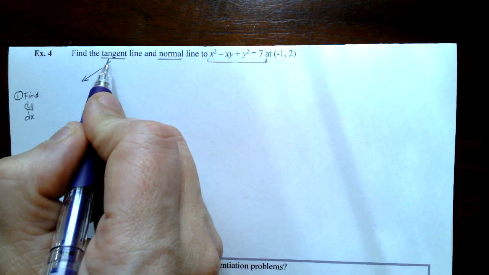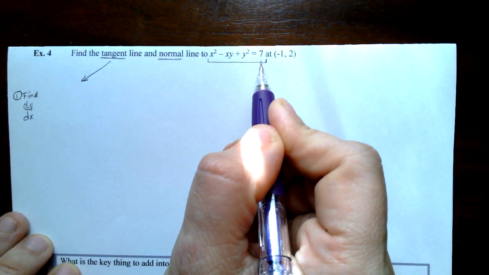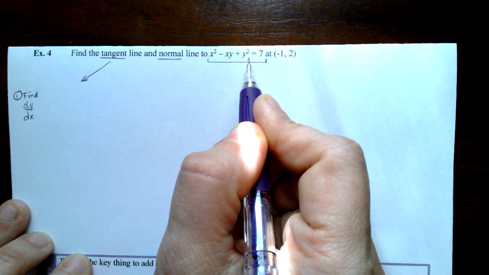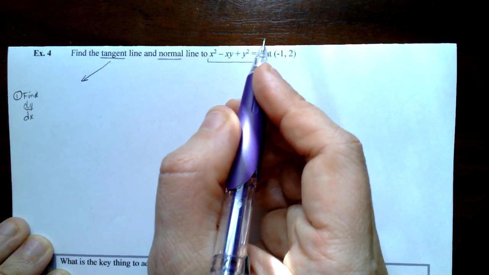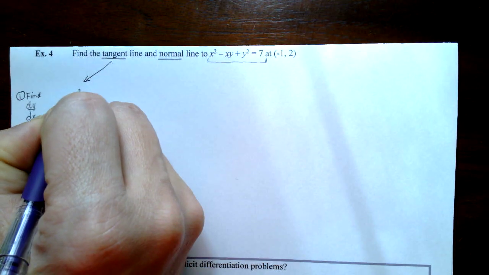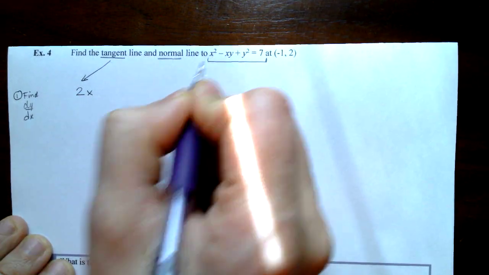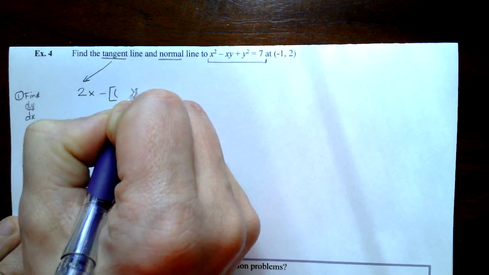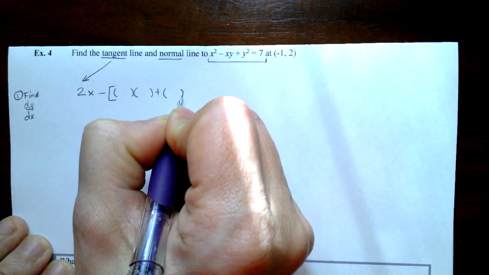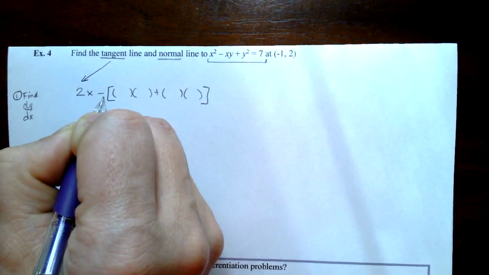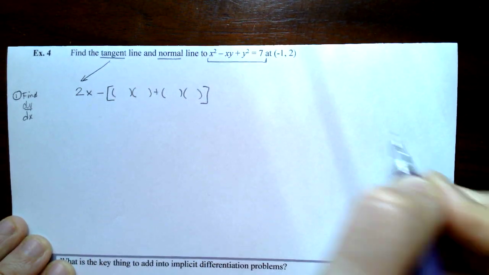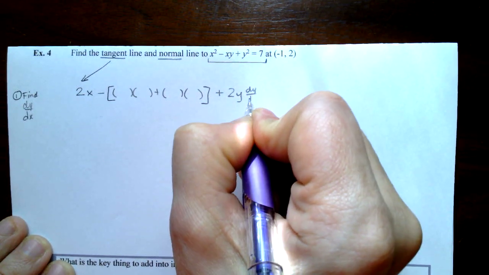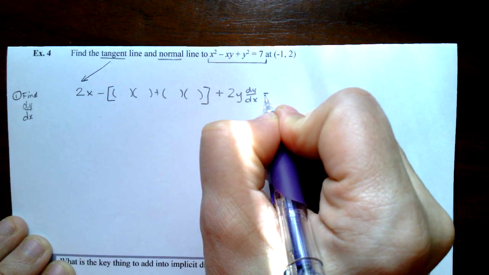Okay, so we're going to start with the tangent line. I'm going to take my equation and recognize that it consists of two variables, both x and y. So I'm going to take 2x, the derivative of x squared, minus, I'm going to have to use a product rule. Notice how I've written my product rule, where I subtracted the product derivative, plus 2y, notice I'm attaching the dy/dx, is equal to 0.